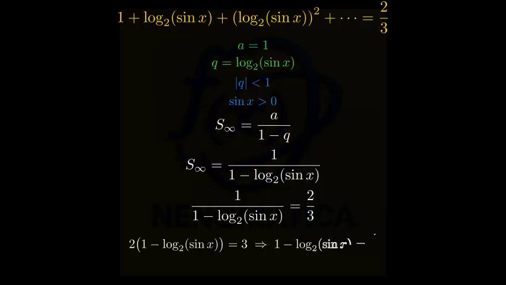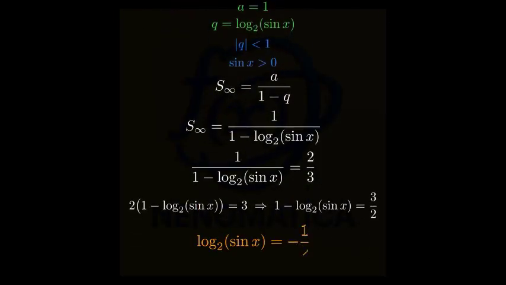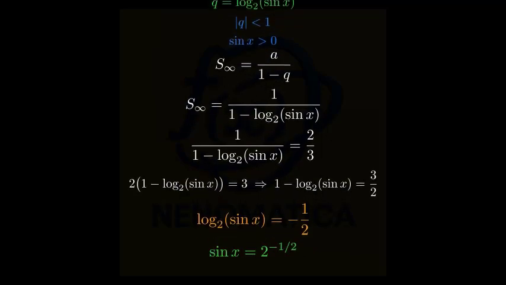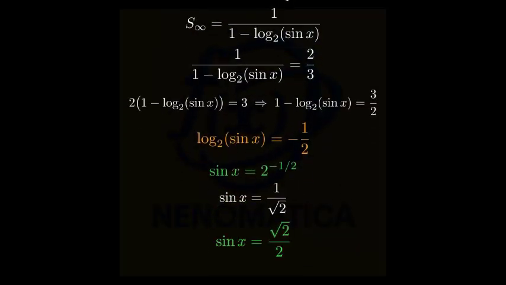Cross multiply and rearrange to isolate the logarithm. You should find that log base 2 of sine x equals -1/2. Convert the logarithm equation to exponential form. Sine x equals 2 to the power -1/2. That simplifies to 1 over square root of 2, which equals square root of 2 over 2.